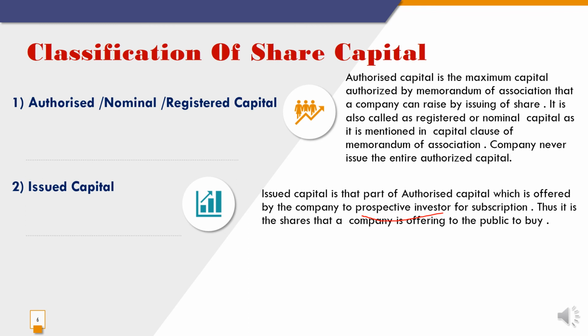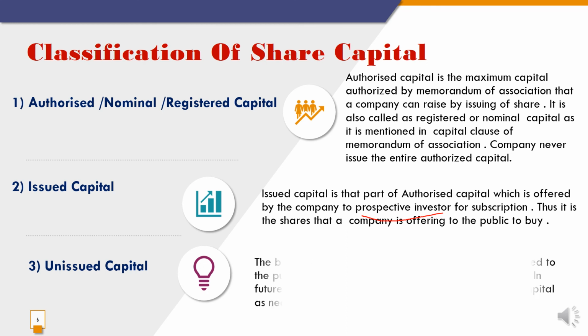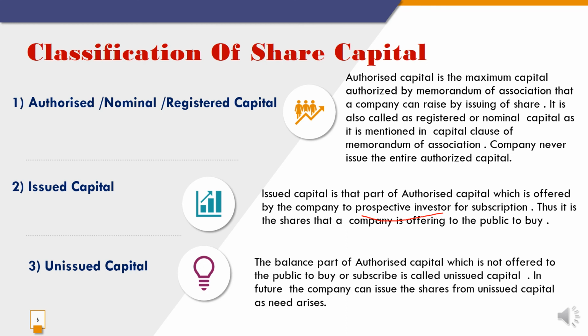Now students, third is unissued capital, which is also part of authorized capital. It is the balance, meaning the remaining part of authorized capital, which is not offered to the public to buy or subscribe. It is called unissued capital. In the future, the company can issue such unissued capital when the need and requirement arise. Further parts of this question we will continue in the next video.